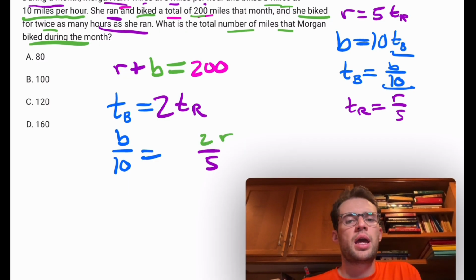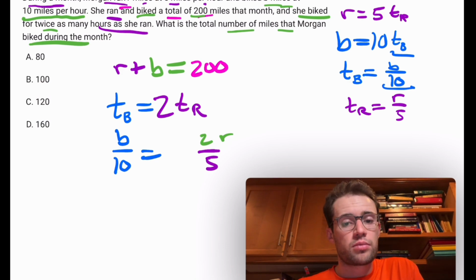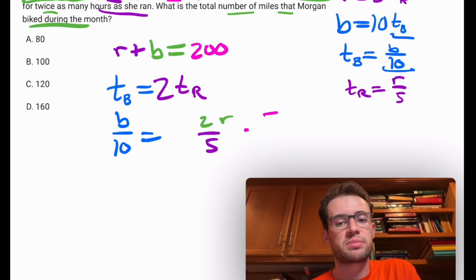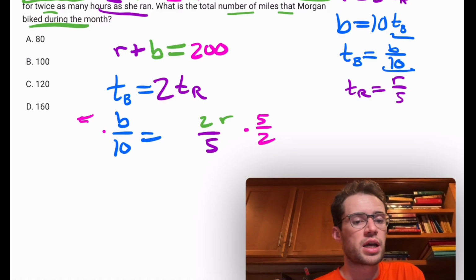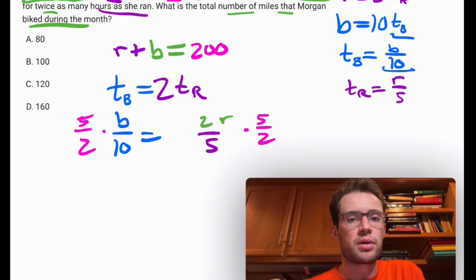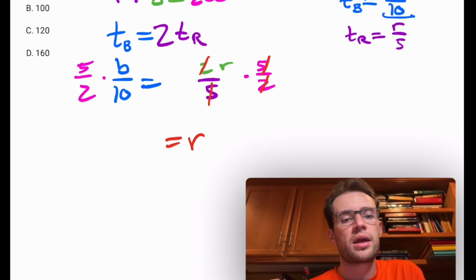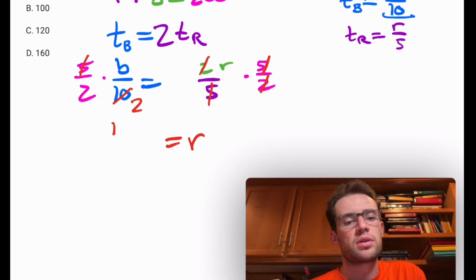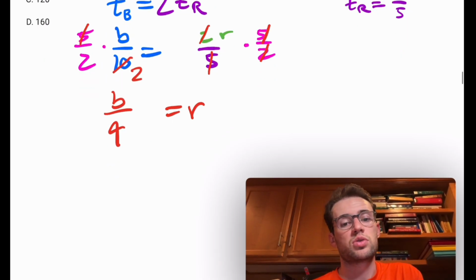They're the same thing. But to get R alone, right, so you can do the substitution. We can multiply both of these by the reciprocal of this 2/5, so multiply by 5 over 2, both sides. And then we get 2 divided by 2 cancels, 5 divided by 5 cancels. So R is equal to, and then we would just do, right, divided by 5, this would be 2. So we get B over 4 is equal to R.